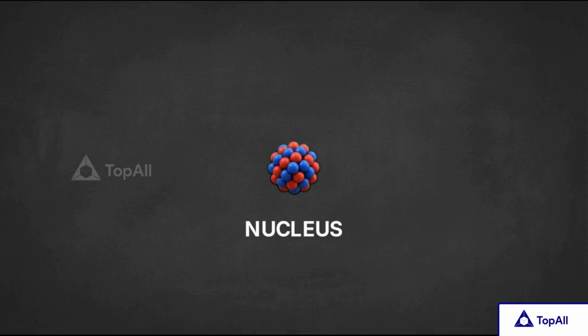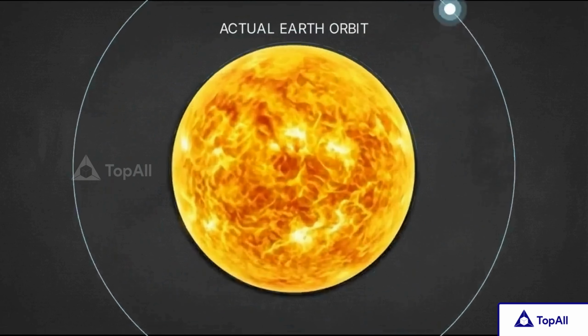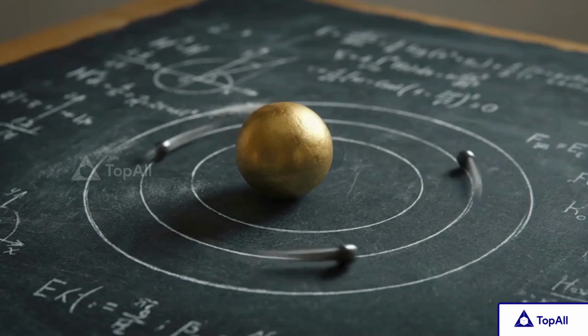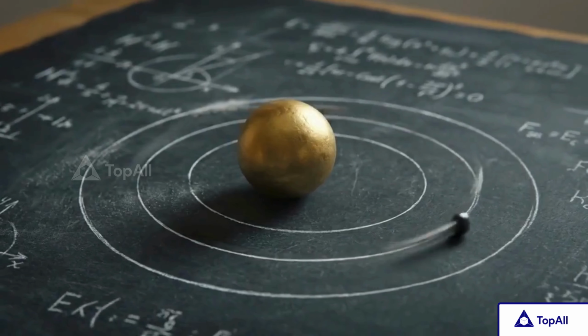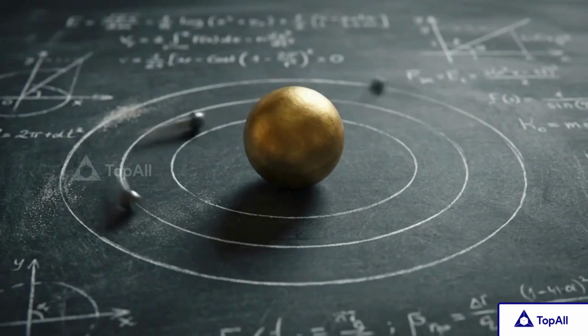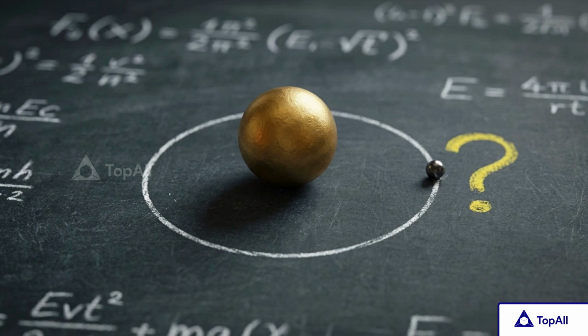To put that in perspective, if the nucleus were the size of our Sun, the Earth's orbit would have to be 100 times further away than it actually is. This evidence replaced the pudding model with a planetary one, a dense, massive core surrounded by electrons revolving in stable orbits. While this explains the nucleus, it created a new problem.